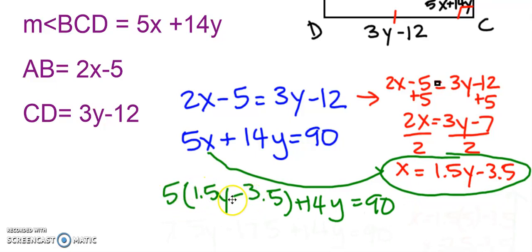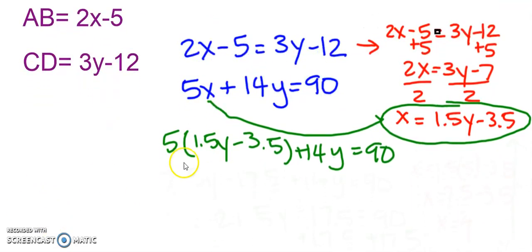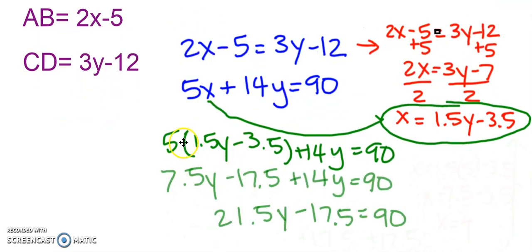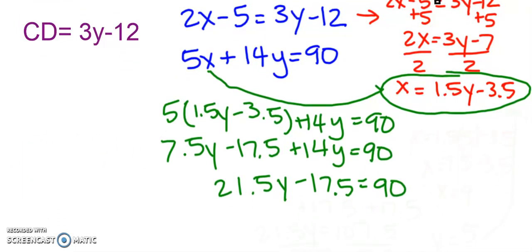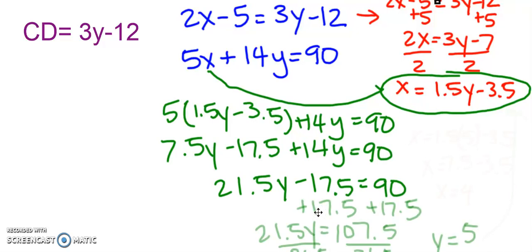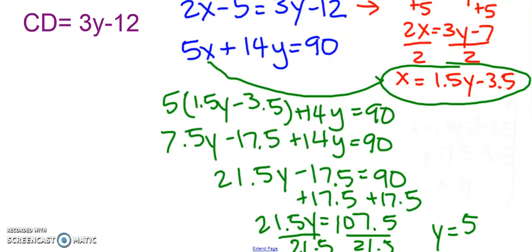So I'm going to have to start by distributing my 5 to inside the parentheses. When I do that, 5 times 1.5, I get 7.5, and then 5 times negative 3.5 is negative 17.5. And then the rest of the equation I just carried down. Then I go and combine my y's. 7.5y and 14y gives me 21.5y, and the rest of the equation I copy down. Minus 17.5 equals 90.